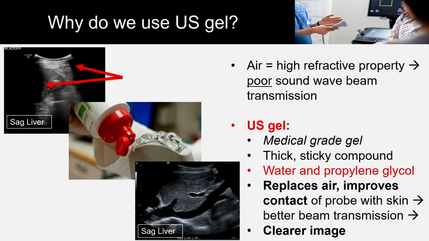By using ultrasound medical grade gel, which is a thick, sticky compound made of propylene and water, it essentially takes away the layer of skin. It improves that contact for a better beam penetration and transmission, and you acquire a much better image. So it's sort of a quality thing. I often get asked, can you use other substances in emergency? I suppose you can, but we always advocate the use of medical grade gel for this.